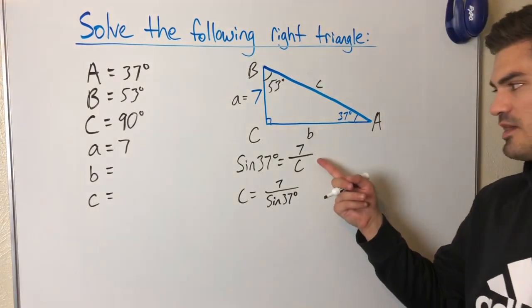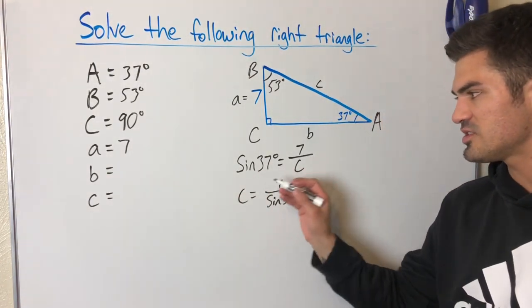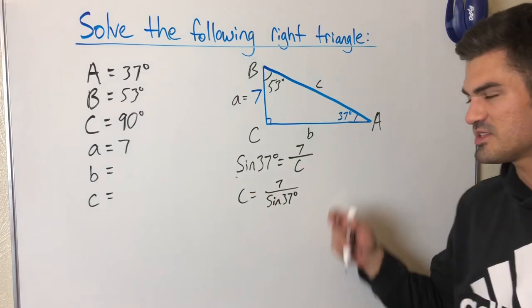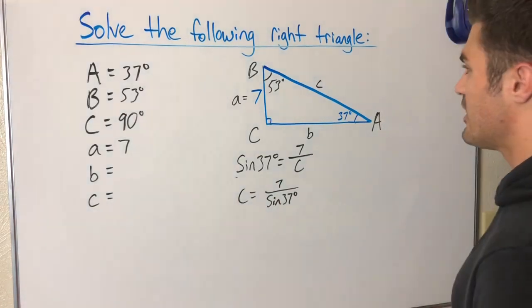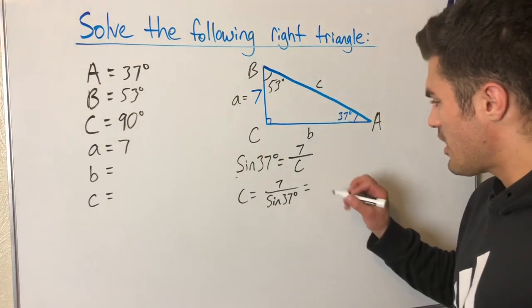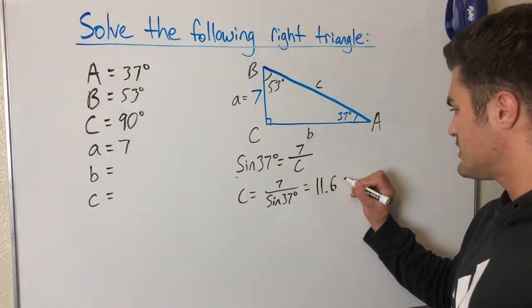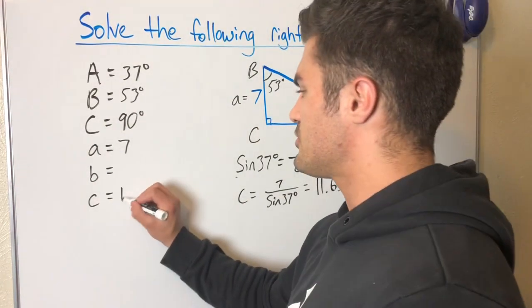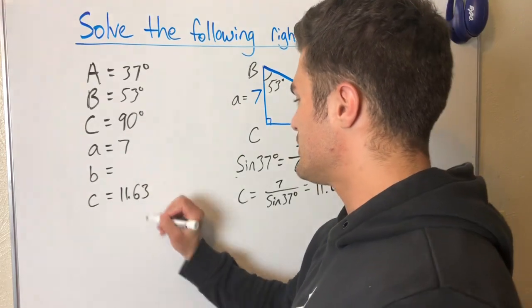Hopefully you see how I did that. I multiplied both sides by c, I crossed out this c, and then I divided both sides by sine. I did 2 steps in one. So now let me grab my calculator real quick. All right, so what I got from this is 11.63. So that's what my c equals, 11.63. I punched this in the calculator.